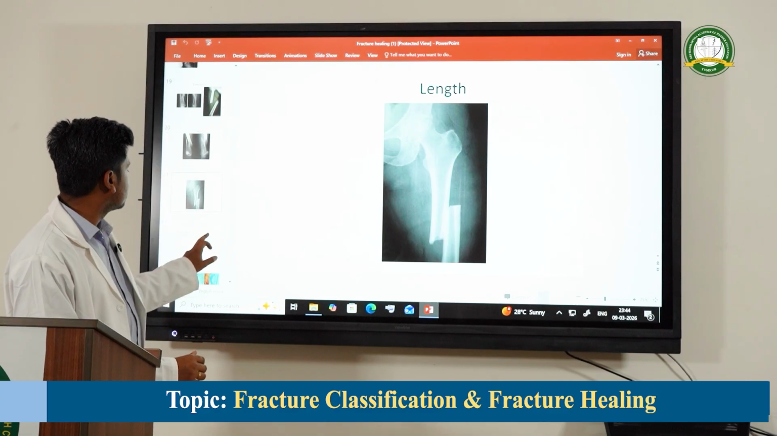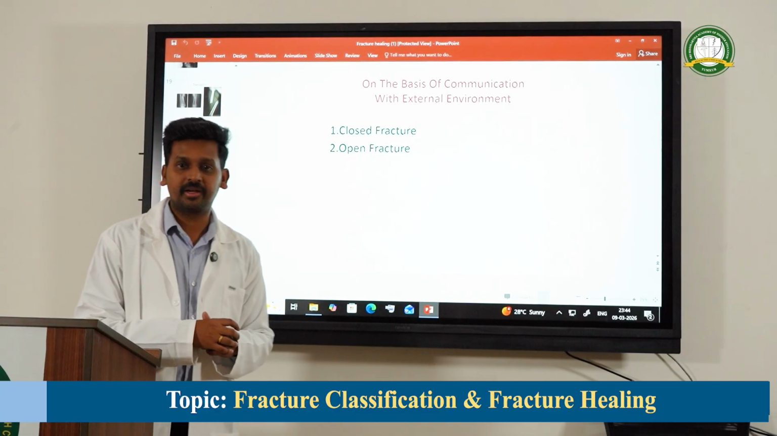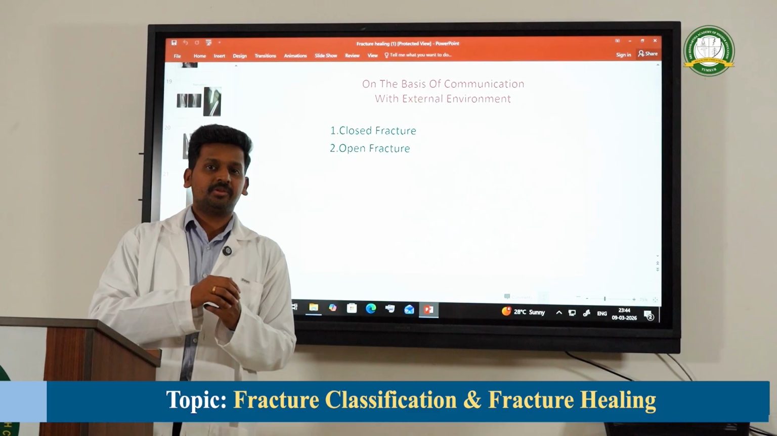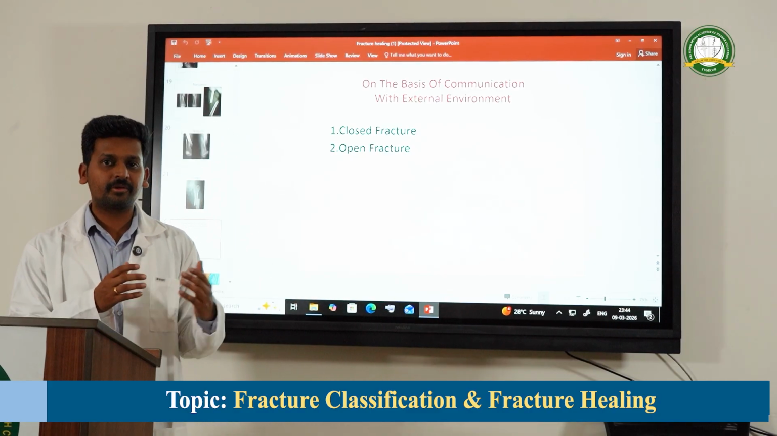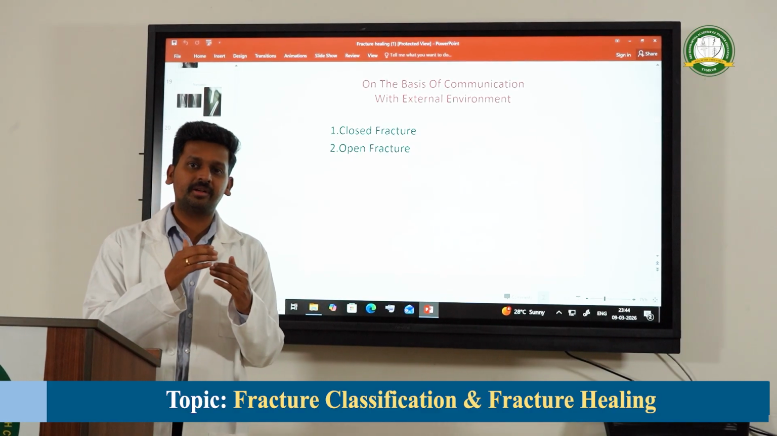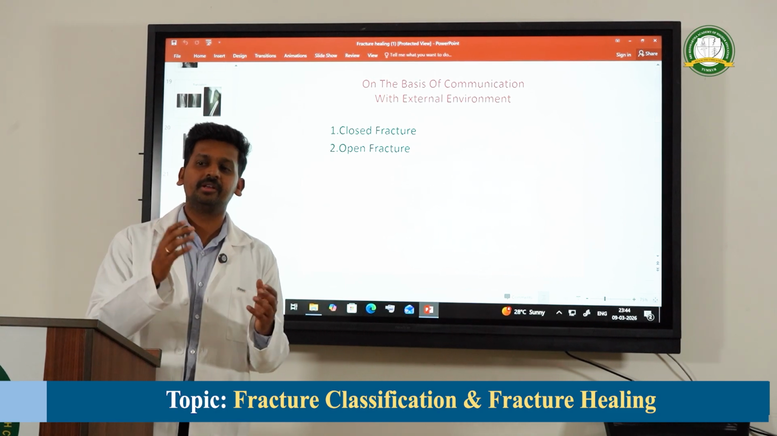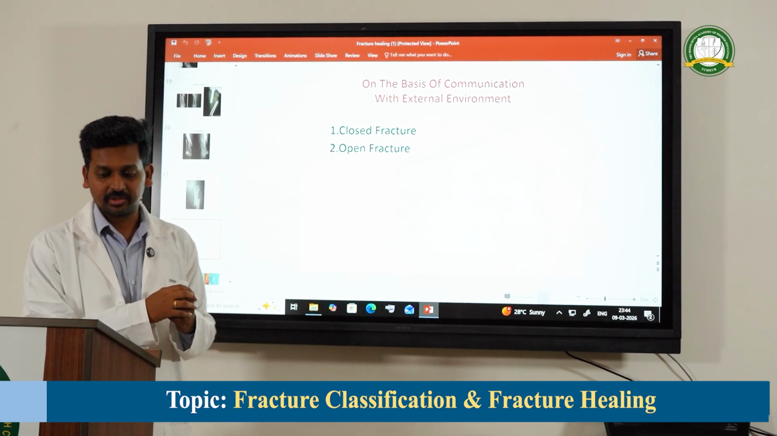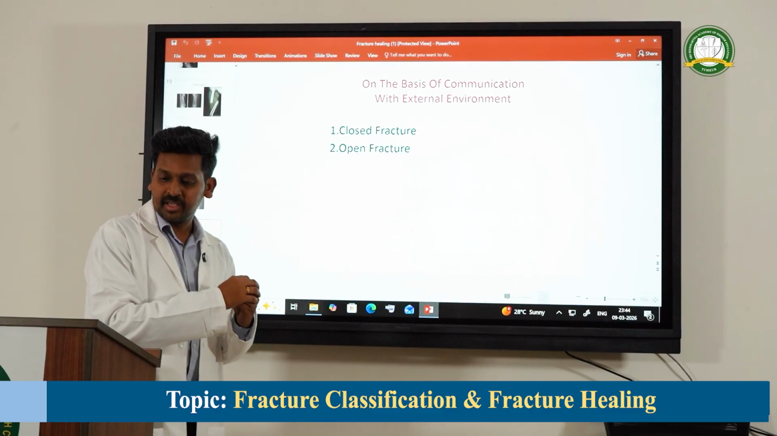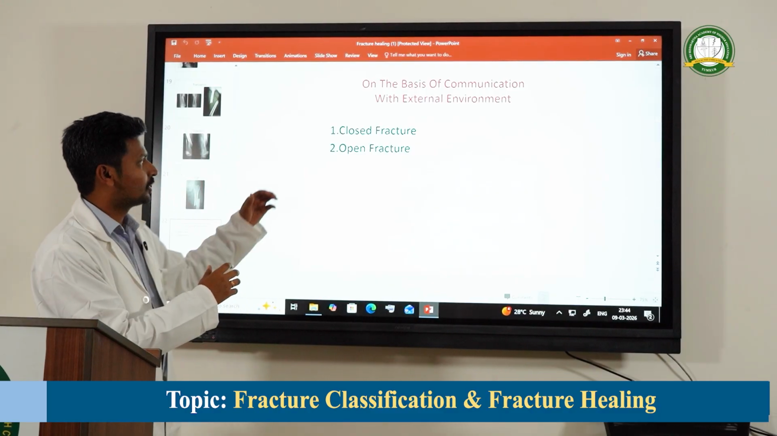The other classification is based on whether the fracture is communicating with the external environment. When a fracture communicates with the external environment, the bone fragment pierces the soft tissues and is exposed to the outside environment, in case the skin is broken. So this is what we call an open fracture. In case the skin is intact, it is called a closed fracture.